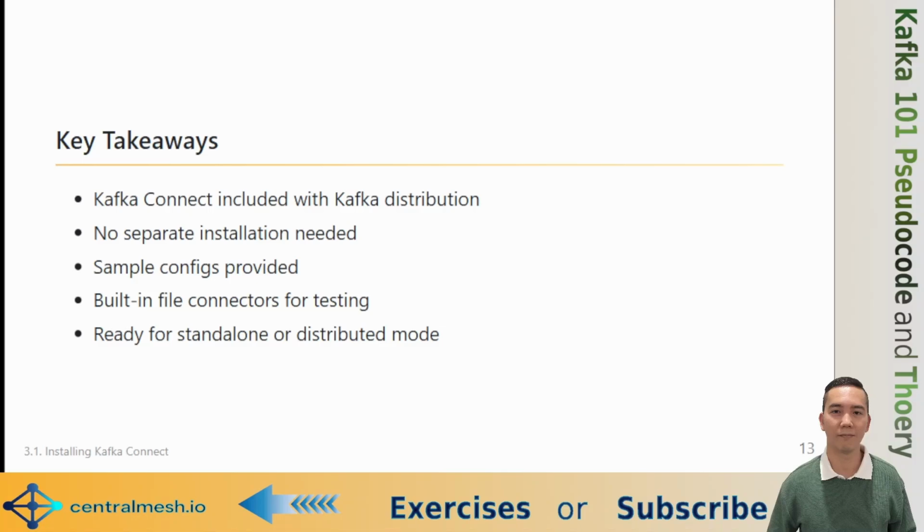Let's summarize the main points from this lesson. Kafka Connect is included with the standard Apache Kafka distribution, so there is no separate installation process required. The Kafka package already contains the scripts, libraries, connectors, and configuration files needed to get started. Built-in file connectors provide a simple way to test your installation and learn the basics of Kafka Connect. The installation process is primarily about verifying prerequisites, understanding the directory structure, and confirming that the worker can start successfully. In the next lesson, we'll take the next step and configure a standalone Kafka Connect worker, allowing us to run connectors in a simple single-node environment.